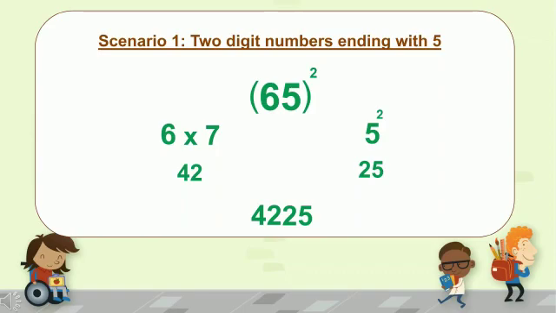To make it even simpler in this scenario, the last two digits of the answer will always be 25. So you just need to multiply the other number, that is 6 here, with the one that follows it, that is 7, and write 25 next to it.